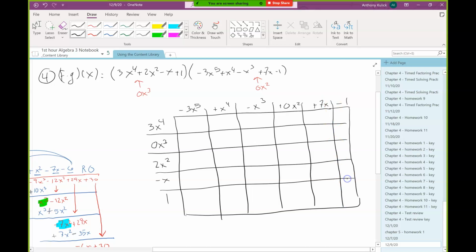And each of these little boxes represents its own multiplication problem. So for example, this is going to represent 3x to the fourth times negative 3x to the fifth. So when I multiply two monomials, I multiply their coefficients. So 3 times negative 3 is negative 9. And then we add their exponents. 4 plus 5 is positive 9. And I'm just going to continue doing this for every box in my table.